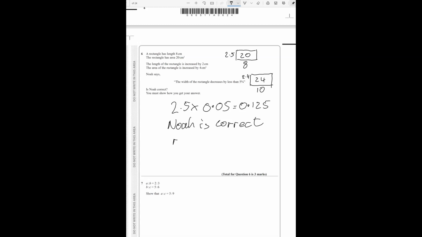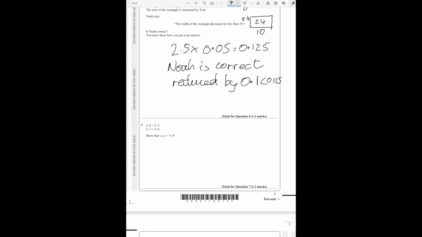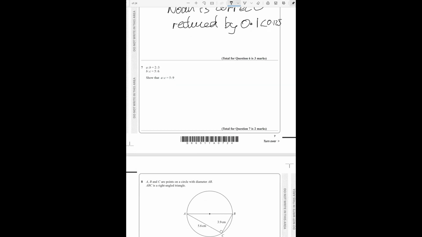It's reduced by 0.1, which is less than 0.125. Okay. Number 7.